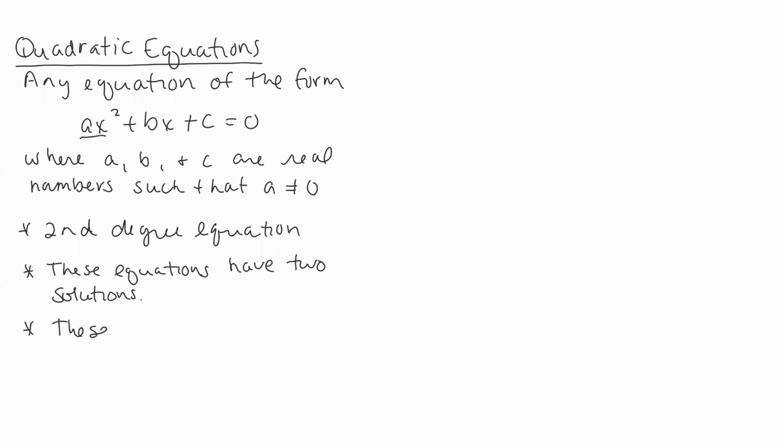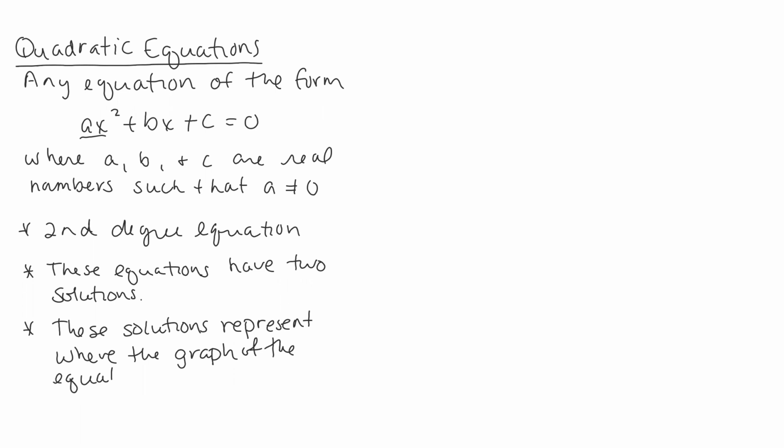These solutions represent where the graph of the equation crosses the x-axis. So basically, these solutions are x-intercepts, okay?